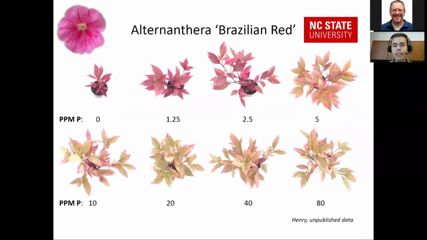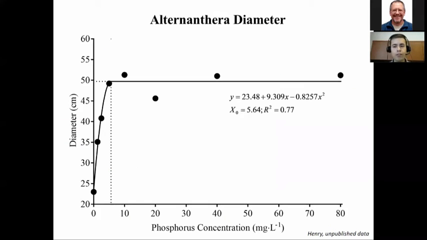And so looking at these same plants again, from the top view, you can see that phosphorus also has a significant impact on the diameter of the plants. And again, plants that are grown with 5 parts per million phosphorus reach about their maximum size and diameter. And again, here's another growth curve showing that. The growth plateaus at about 5.64 parts per million. So both height and diameter pretty much reach their maximum right around 5 parts per million phosphorus.